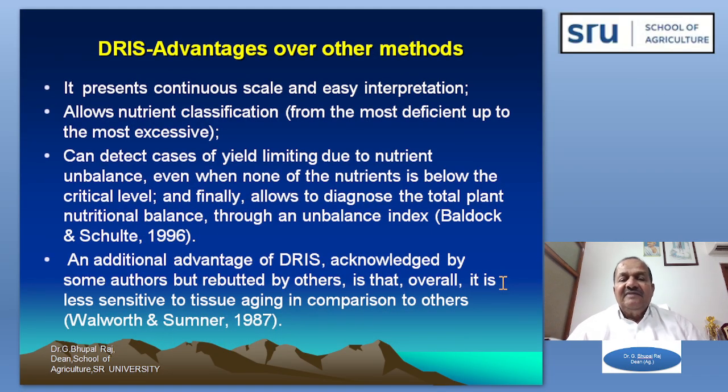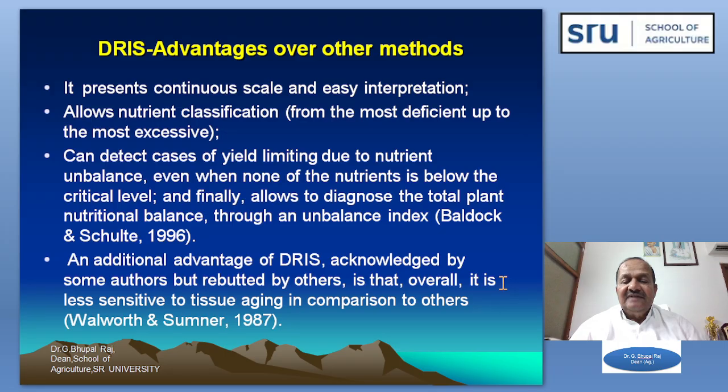There are different advantages over the other methods. It presents a continuous scale and easy interpretation. The scale goes from positive through zero to negative values. Positive means sufficient, negative means deficient. So it allows nutrient classification from the most deficient up to the most excessive, as I told. It can detect cases of yield limiting due to nutrient imbalance even when none of the nutrients is below the critical level, and finally it allows us to diagnose the total plant nutritional balance through an unbalanced index.